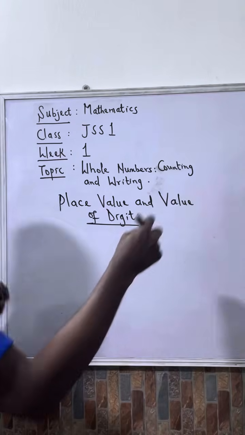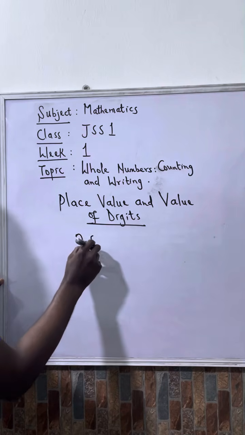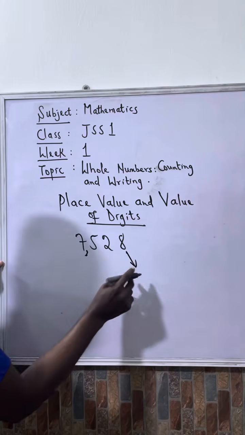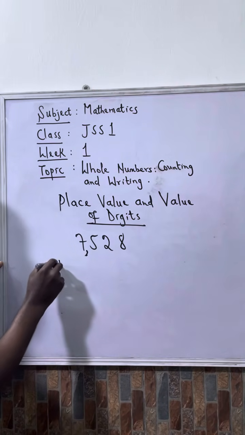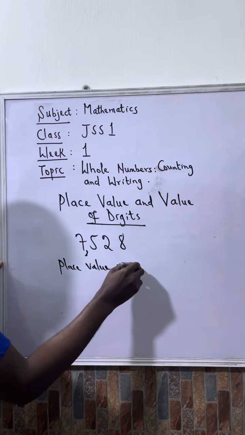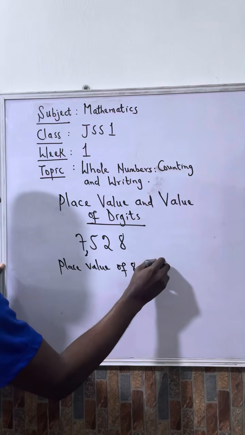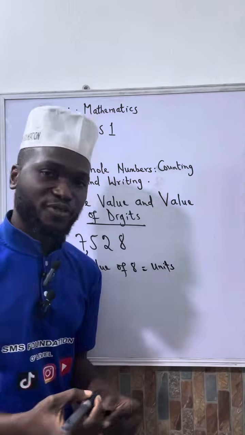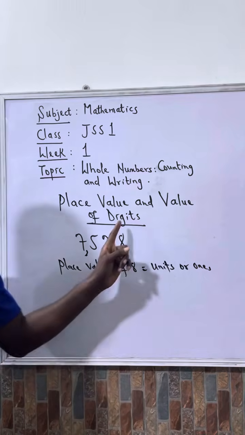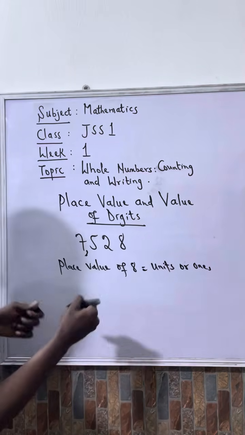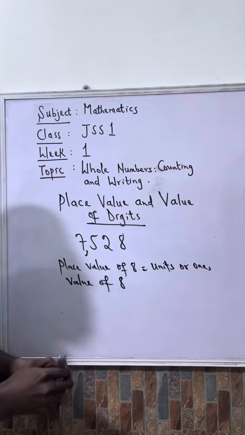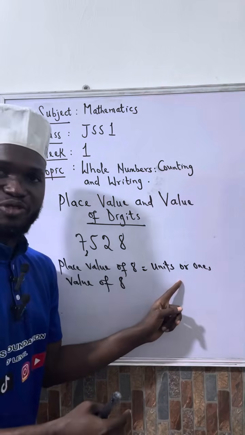So now, let's see this number, 7528. Let's keep it simple now. So this 7, this 8, place value of 8 in this number is the unit. Unit is the place value of 8, or you call it ones. But when you are asked for the value of 8, value of 8 is not the same as unit, though there is a relationship between place value and value.